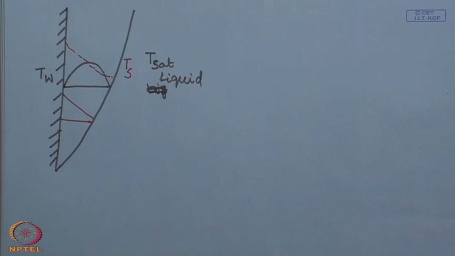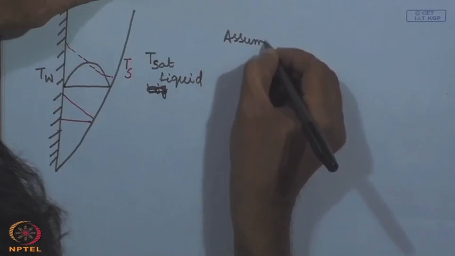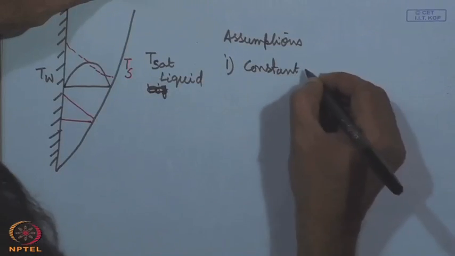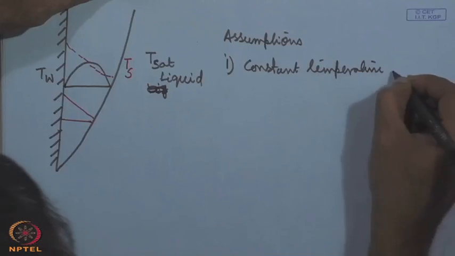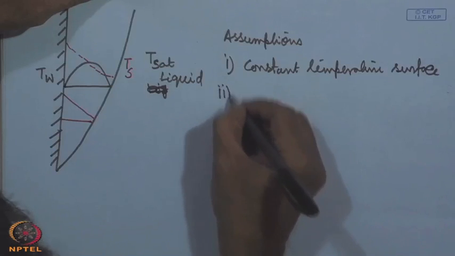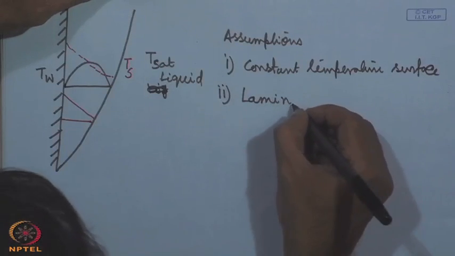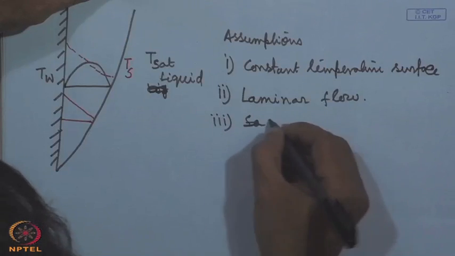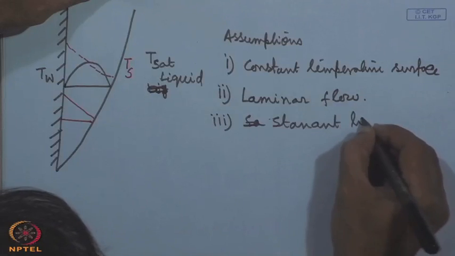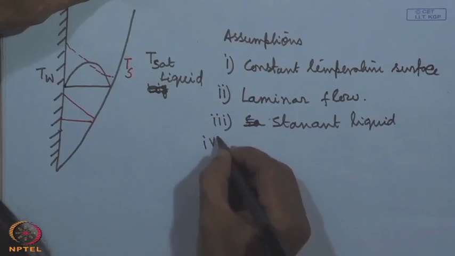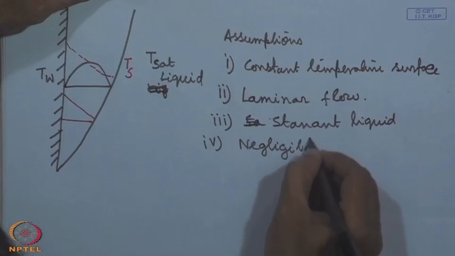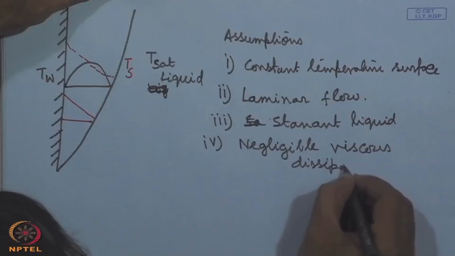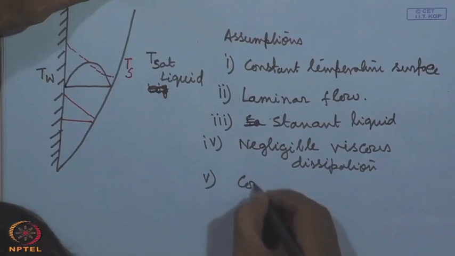So, we can do the analysis based on certain assumptions. If we note down the assumptions, one is a constant temperature surface, then laminar flow of vapor, third, stagnant liquid, fourth, negligible viscous dissipation, then we can also assume constant properties.